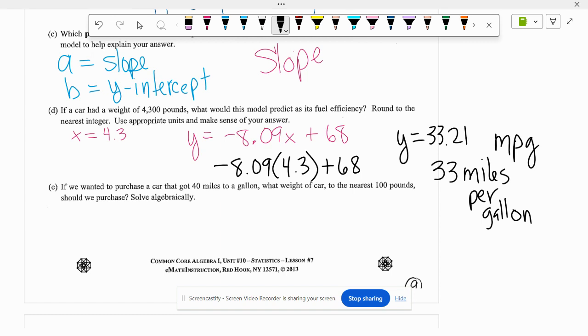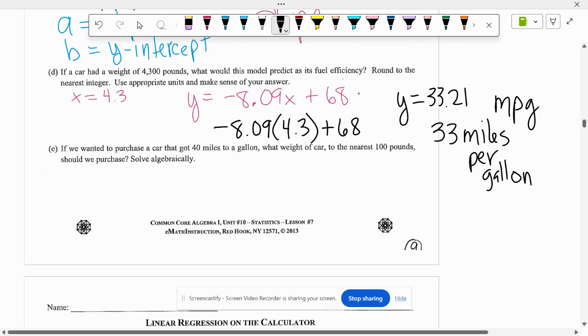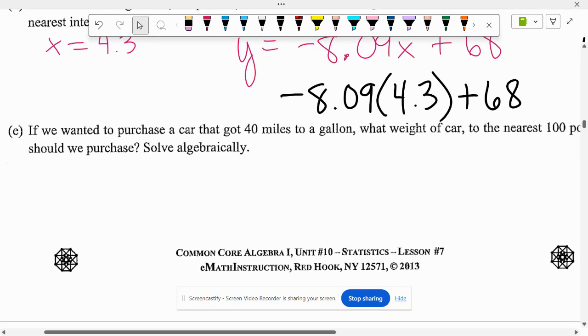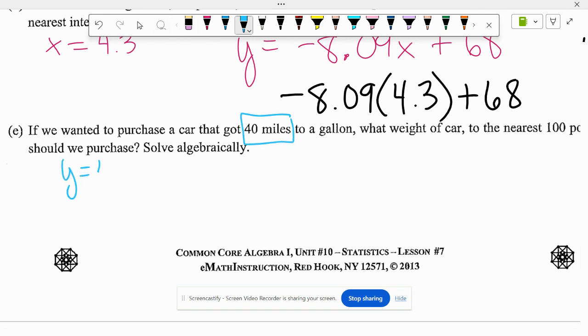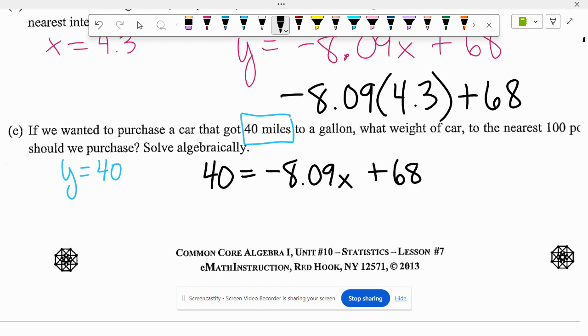So if I wanted to purchase a car that got 40 miles to the gallon, what would the weight be? What is it asking me to do? This is telling me what you want your output to be. I want Y to equal 40. So when I write my equation, I start with the 40. 40 equals negative 8.09x plus 68. Now we're trying to figure out what the weight of the car is. How am I going to use that equation to figure out what the weight of the car is?